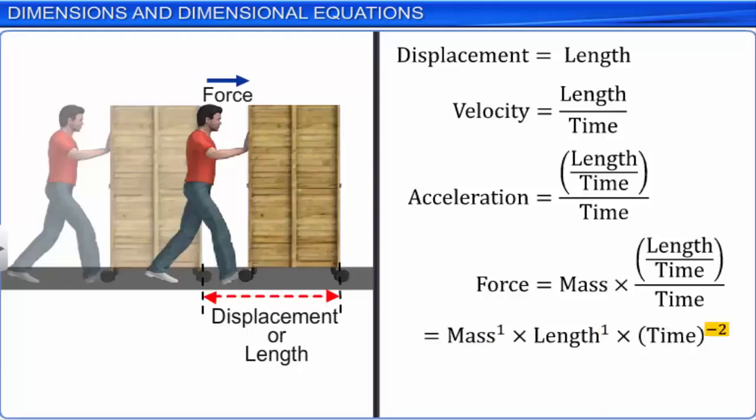These exponents of base quantities in the expression for force are called dimensions. Thus, the dimensions of a physical quantity are the powers or the exponents to which the base quantities are raised to represent that quantity. We say the dimensions of force are 1 in mass, 1 in length, and -2 in time.